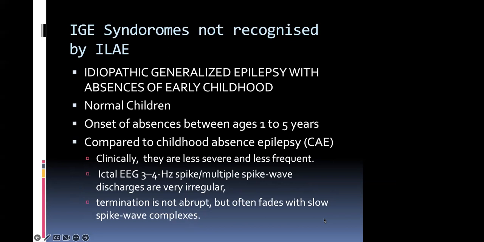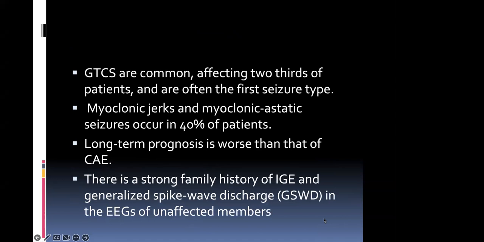Like previously, these syndromes are not recognized in ILAE. These are like idiopathic generalized epilepsy with absences of early childhood. If you see typical absences in early childhood, around 2 or 3 years, and they do not respond to the drugs and their prognosis is not good, look for GLUT1 deficiency. And the other one is perioral myoclonia with absences.